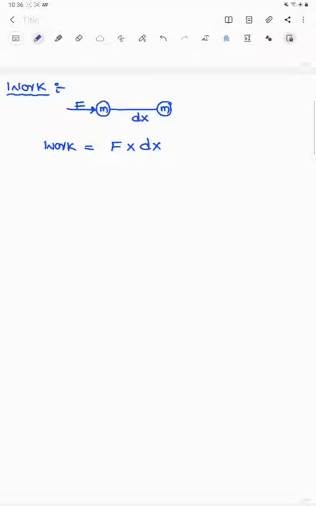Work is the product of the force and distance travelled by the substance. Units for work are ergs to electron volts.